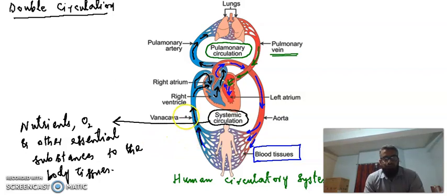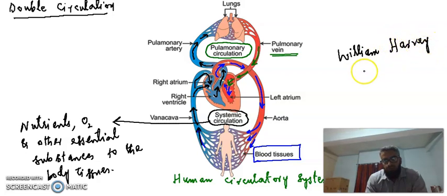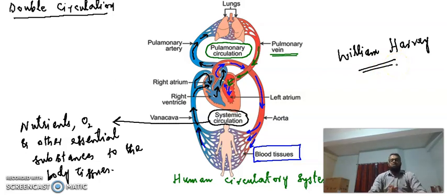This process of whole double circulation, meaning systemic circulation and pulmonary circulation, was first of all described by a physiologist. The name of that physiologist was William Harvey. Okay, so this type of double circulation is seen in mammals including humans, birds, and among reptiles it is only and only seen in crocodiles.